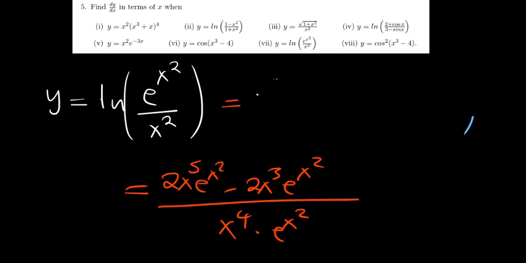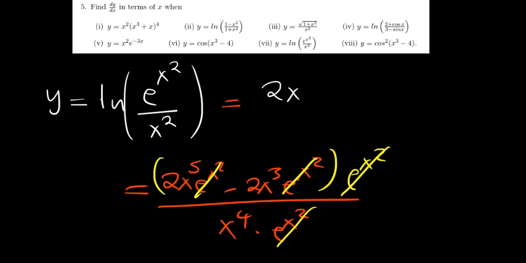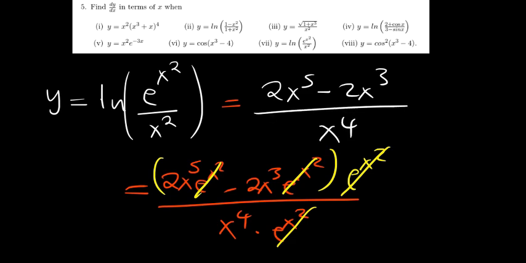It's attached at every point. So you can actually factorize it on top. If you pull out e to the power x squared, it is going to divide with 1 on the bottom. So what remains as your solution is 2x to the power 5 minus 2x to the power 3 over x to the power 4. Of course you can go on and simplify that.